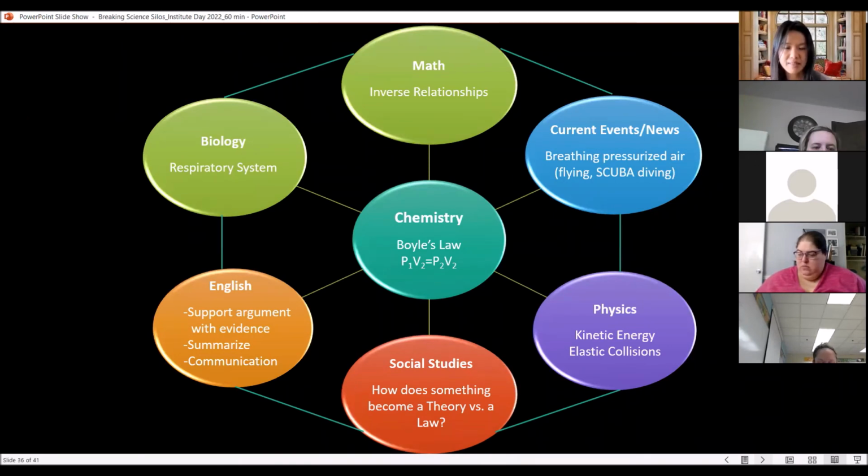English, the easiest thing is to focus on academic writing and supporting an argument with evidence. And then, as I showed you guys earlier, the classic connection with Boyle's law for biology has to do with the respiratory system, right? And you might find once you do one of these that you're already integrating in your classes, which is great, right?